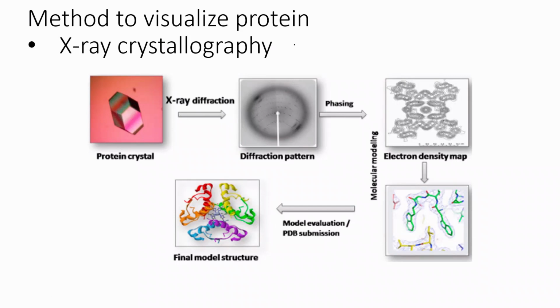Of course, this is a different wavelength from what we use to X-ray your body or other things. This really requires very advanced equipment. We get the electron density map, then we do some computational work, molecular modeling, and then we can get the final model of the structure of your target protein.